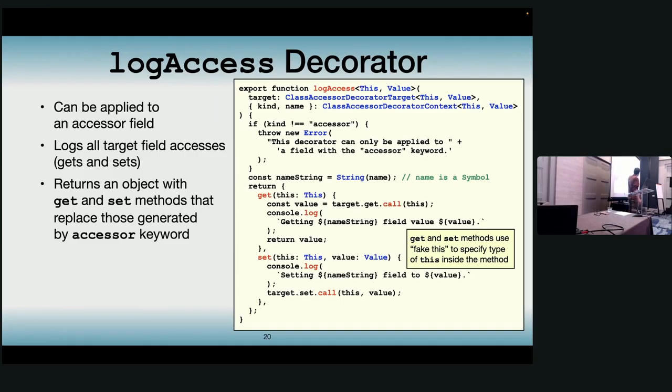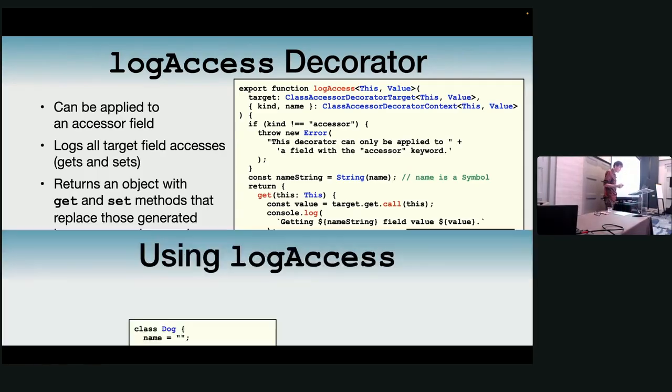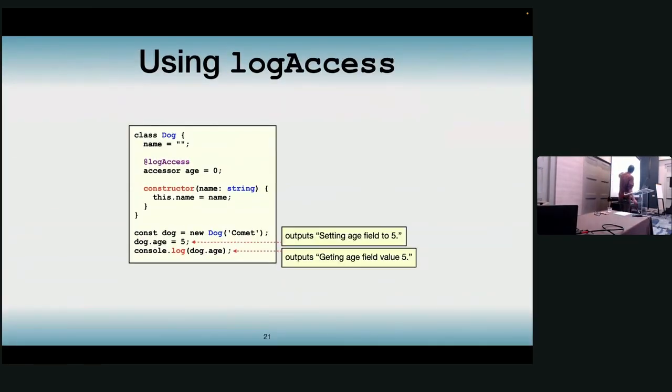And then for the getter, I'm just going to call the original getter and get the value. Then I'm going to log out what the value is and then finally return the value. So I've just wrapped the existing getter method. And I'm going to do something similar with set. I'm logging out what the value is that I'm setting it to, and then I'm calling the original setter method. So with that in hand, I can use it like this. I can create a Dog class that has a name and an age, but the age has a generated accessor, and I applied my decorator to that.